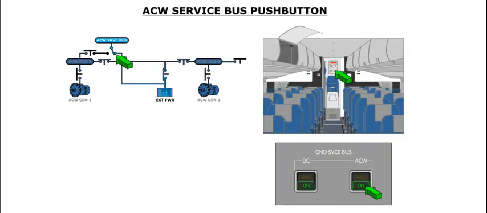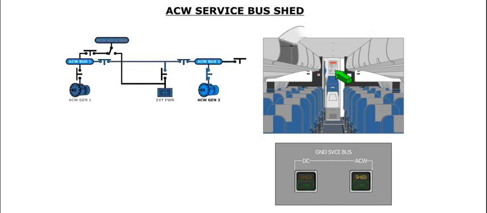If the aircraft is unpowered, the AC wall service bus is powered by depressing the ground service bus AC wall push button on the flight attendant panel. This moves a contactor that connects AC external power to the AC wall service bus. The AC wall service bus powers non-essential items. Therefore, the AC wall service bus is automatically shed when one AC wall generator is offline.